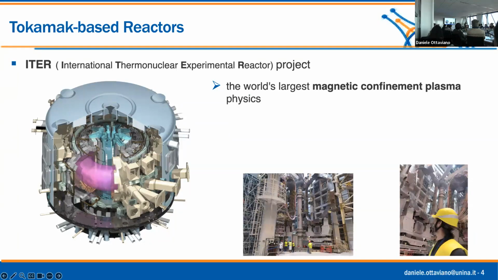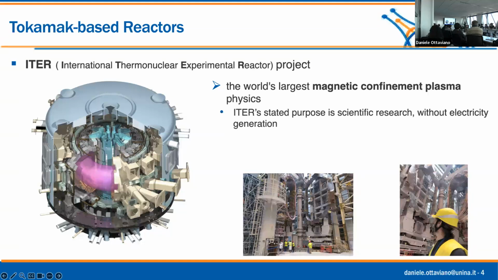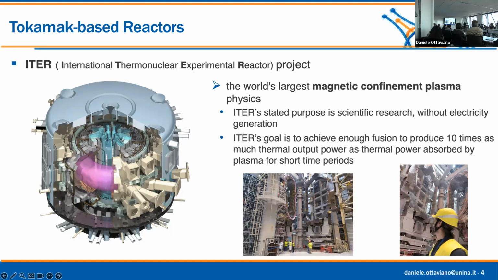So ITER is the world's largest magnetic confinement plasma physics machine. I've been there actually, and as you can see, this is the dimension of just one of the coils that comprise the reactor. So it's quite big. The purpose of this machine is only to prove the possibility of creating a fusion reactor and producing electricity with it. But actually, it's not going to be connected to produce electricity. It's just a scientific project.